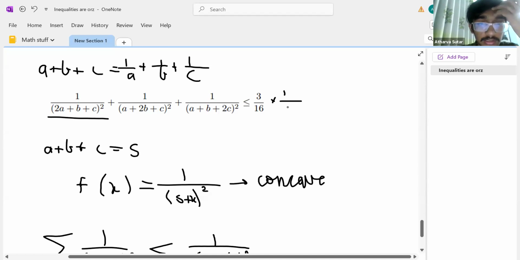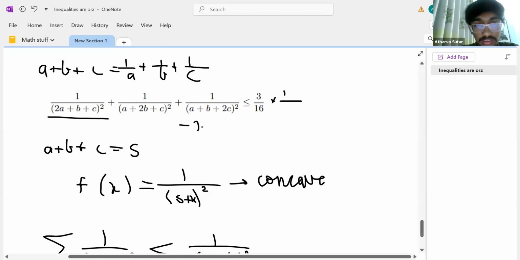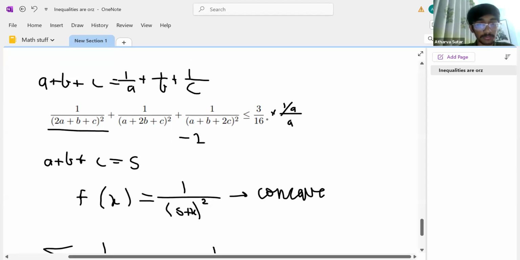So now the LHS has a degree of -2, and the RHS also has a similar degree, because you substitute the sum of 1 by A. So you can make this inequality homogeneous, and then you can take A plus B plus C to be any constant you want. You can assume it to be 1 or 2, and that will still give you a correct answer.